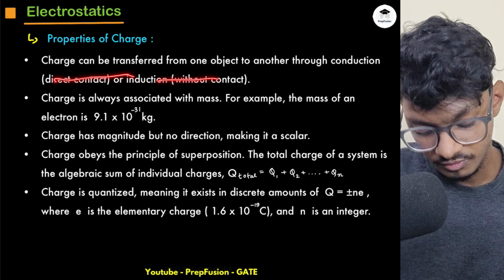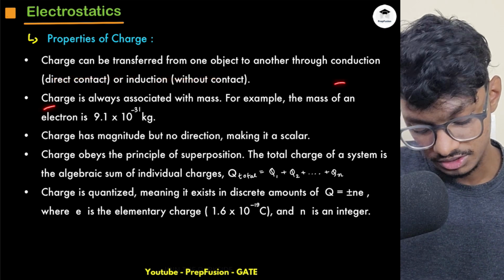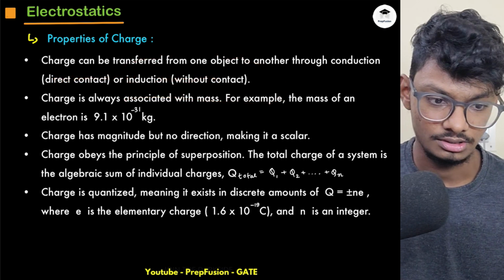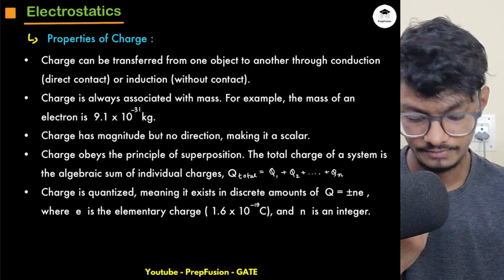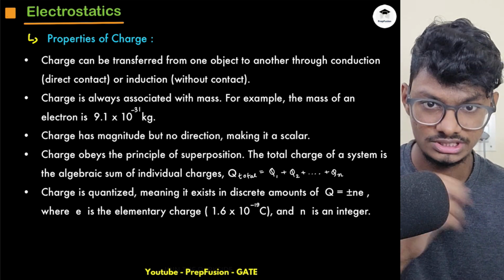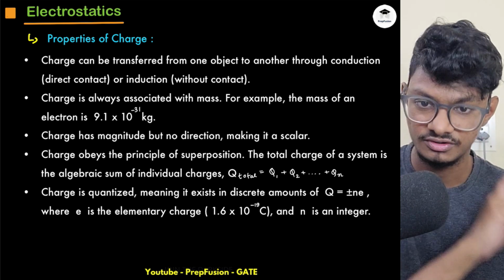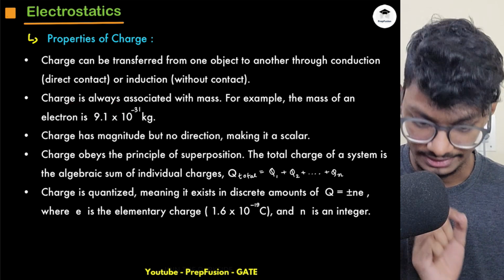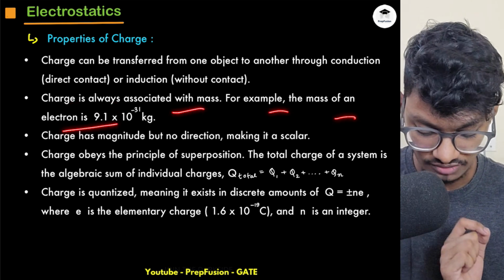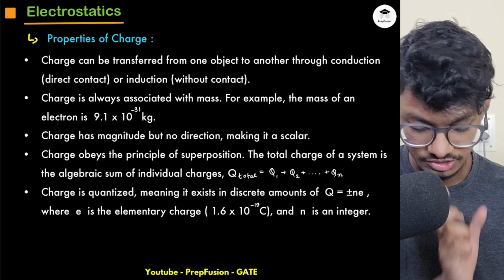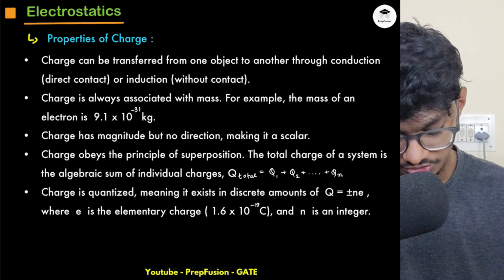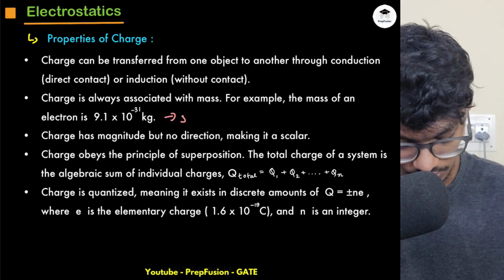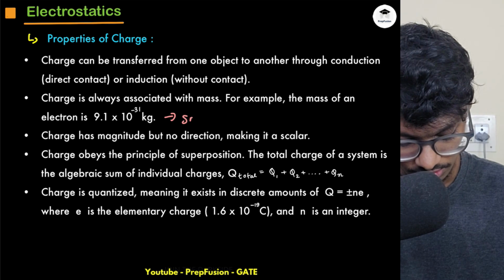Charge can be transferred from one object to another through conduction or induction, or there is another method known as friction. Charge can never be destroyed, but it can be transferred from one object to another. Charge is always associated with mass. For example, the mass of an electron is 9.1 into 10 raised to the power minus 31 kg. This you should know. This should be in your short notes.